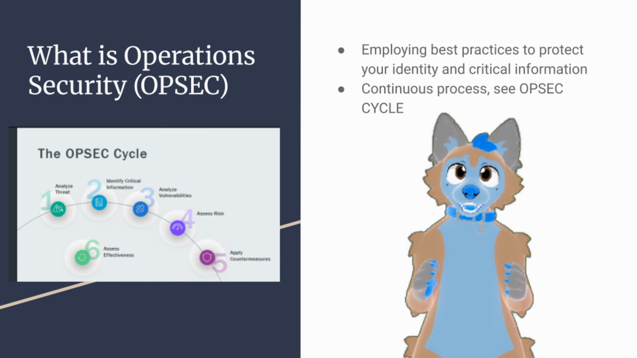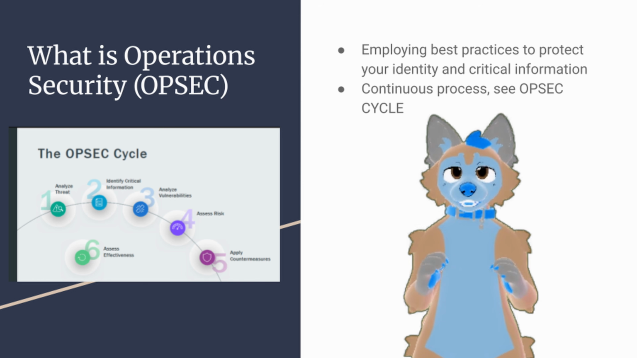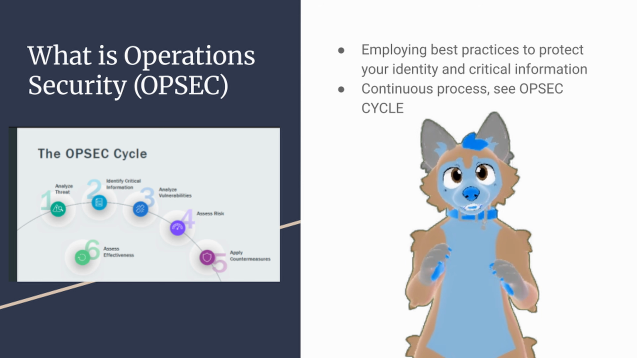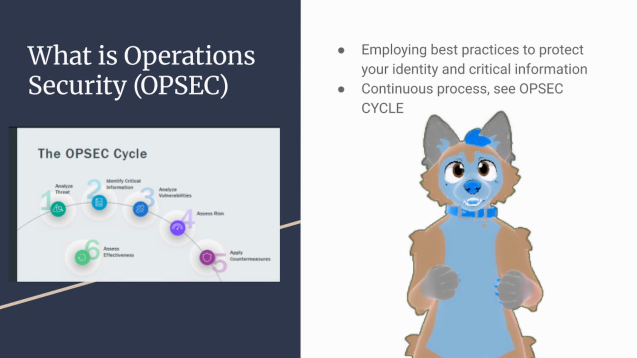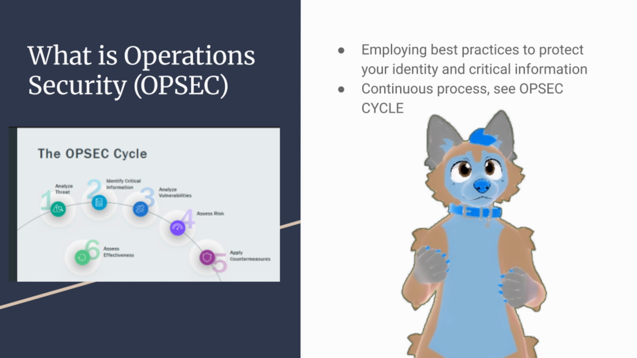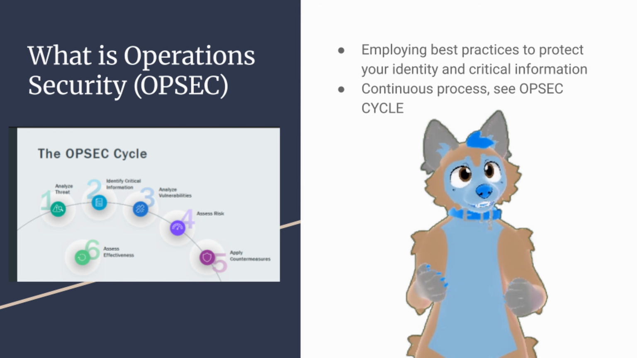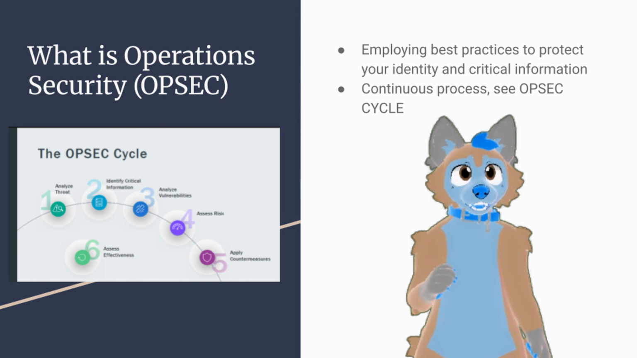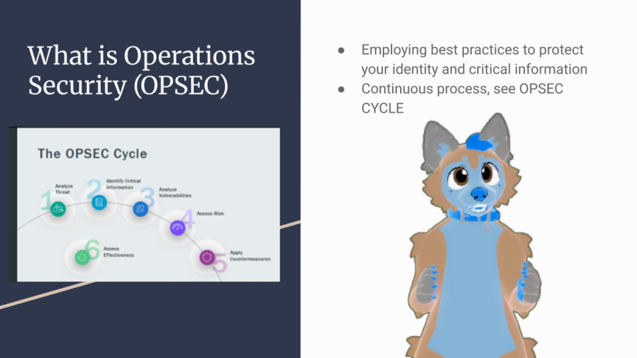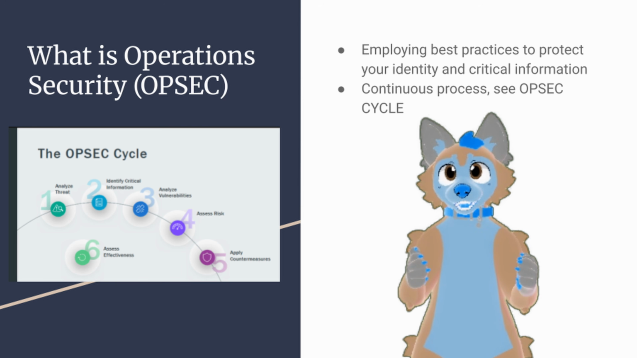Operational security, or OPSEC, what are we looking at? It's essentially the idea of employing the best practices possible to protect not only your identity, but also critical information. We will do this through utilizing the OPSEC cycle. So pretty much you can see here, step 1 is to analyze the threat. Step 2, identify critical information. Step 3, analyze the vulnerabilities. Step 4, assess the risk. Step 5, apply countermeasures. And step 6, we have to assess how effective it was to begin with.